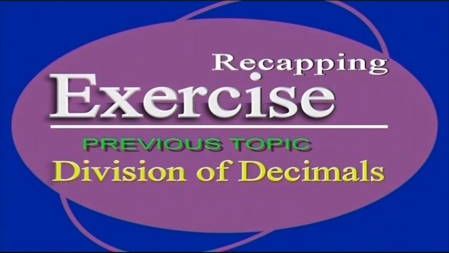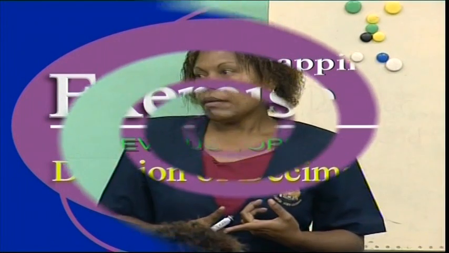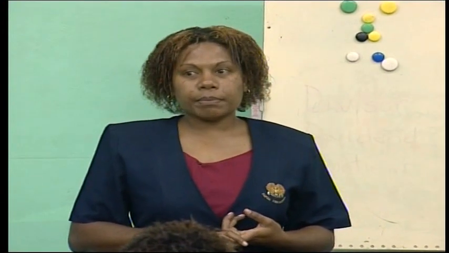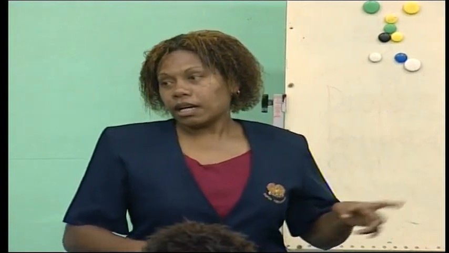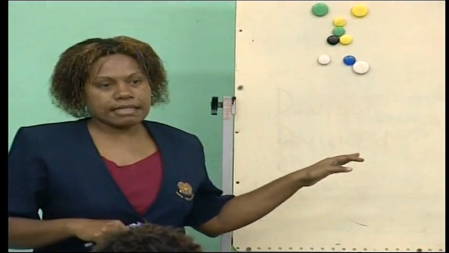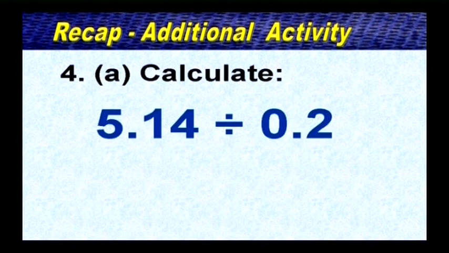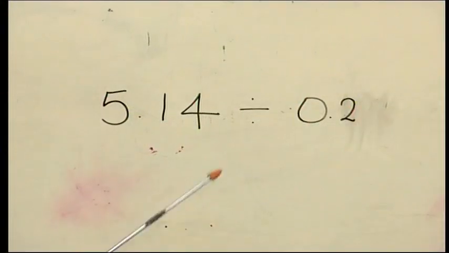All right, 7Es and receiving students. I mentioned to you that we were going to recap, or correct, one of our activities in today's lesson. That activity was additional activity 4A. All right, receiving students. So 5.14 divided by 0.2. We're going to correct it together.